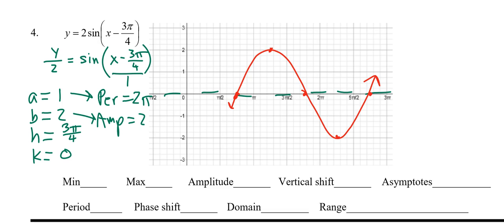1 pi over 4, 2 pi over 4, 3 pi over 4. That would be 4 pi over 4. So your HK is sitting right here. Here it is, still 2 pi, right? Because no changes happened on these. We got an amplitude change, right?